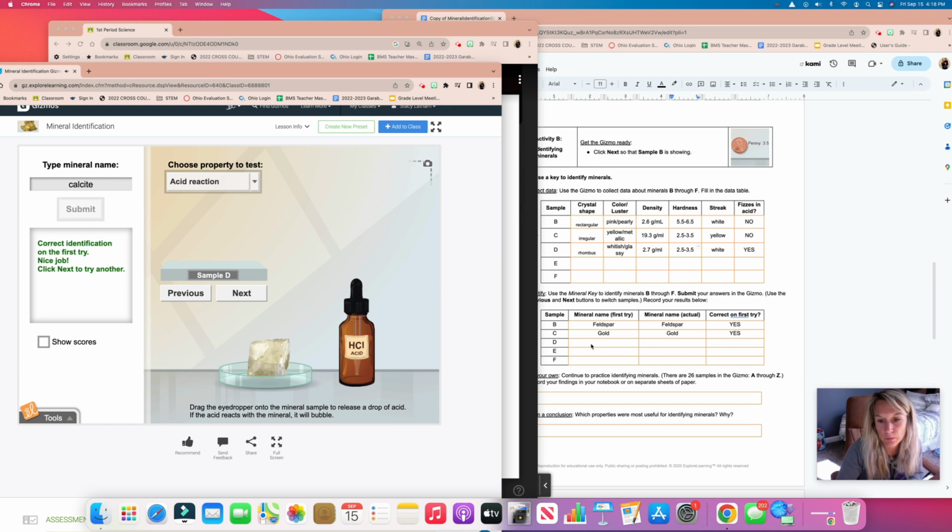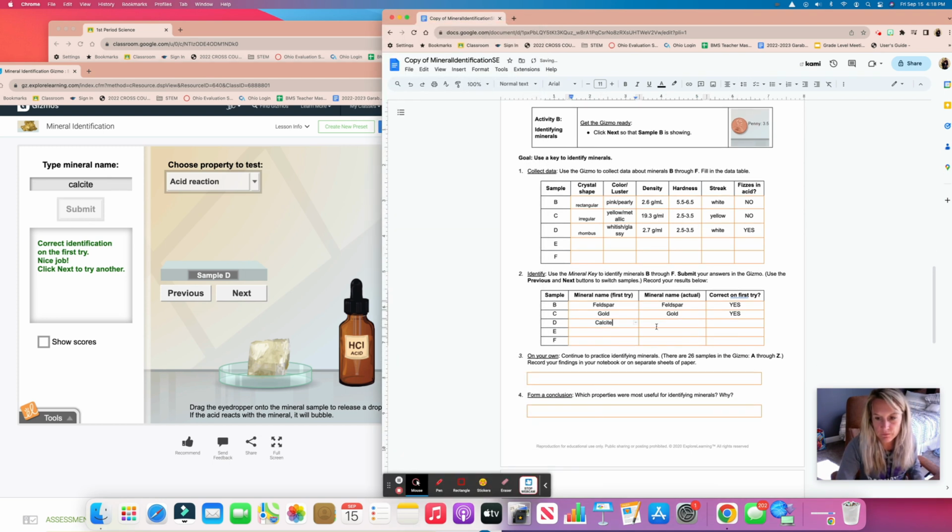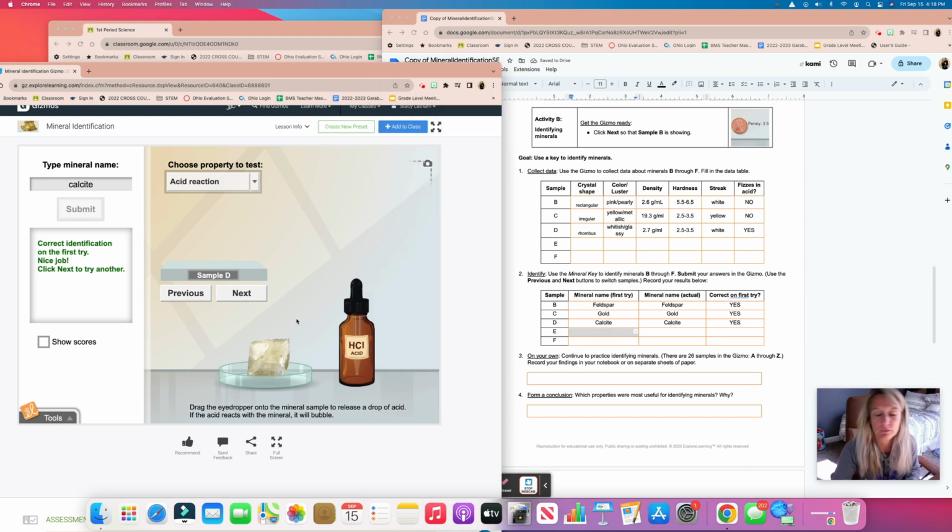And you betcha. So our first thought was it's calcite. Our actual name that it turned out to be was calcite. Were we correct? Yes, we were. Because you're doing it with the teacher, so obviously. All right, let's check E.